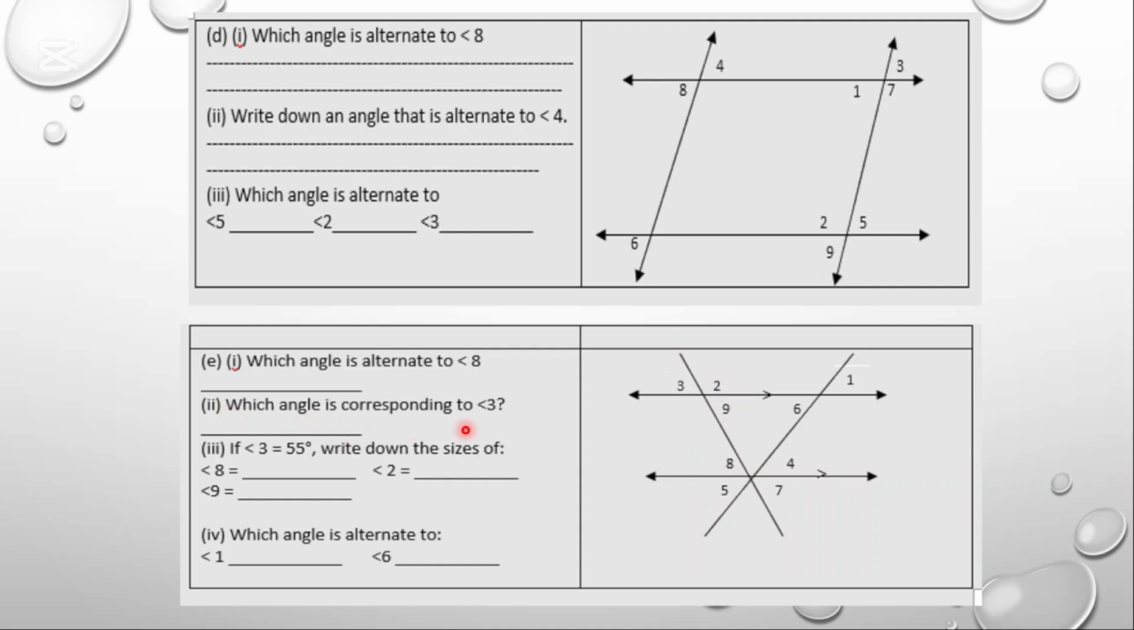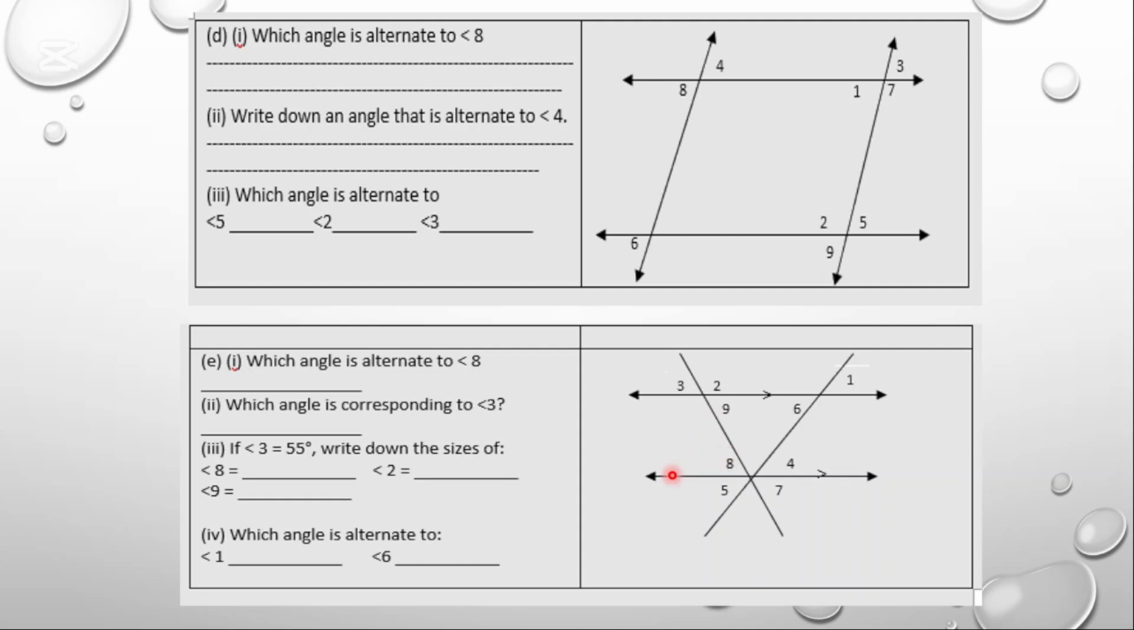Which angle is corresponding to angle 3? Now we get back to our previous lesson. You remember the rules? Both of them will be on the same side of the transversal, right? And it will be 3 and 8. Positions the same, one above the line and the other one above the line.